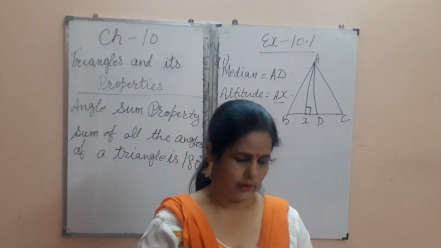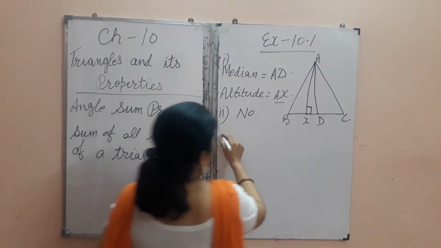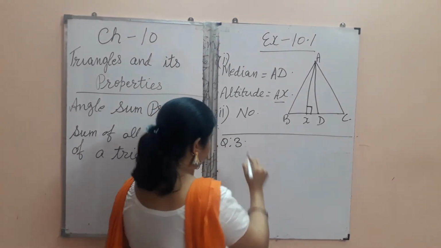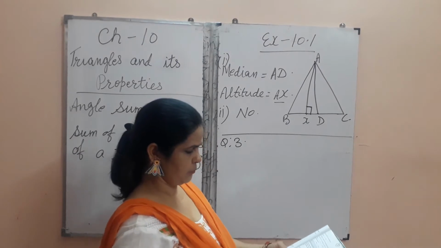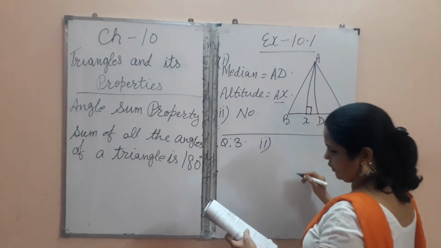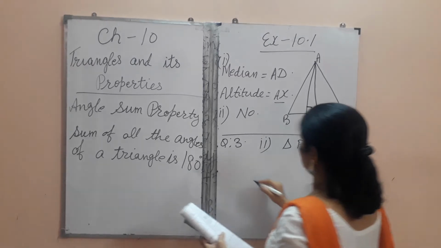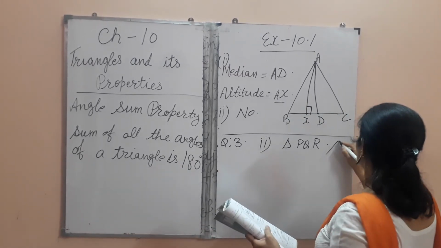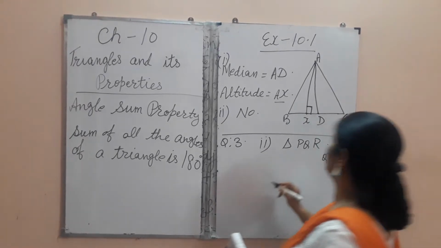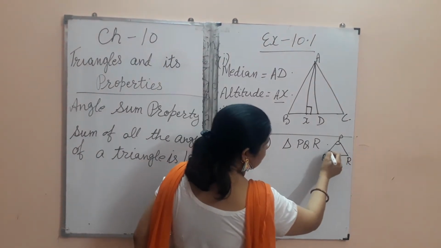Now question number 3. Find the missing angles. By using the angle sum property, we will solve this. Question number 3, there are 3 questions. I am doing the second one, in triangle PQR. So in triangle PQR, if we draw PQR, then side PQ, angle P, angle Q and angle R.